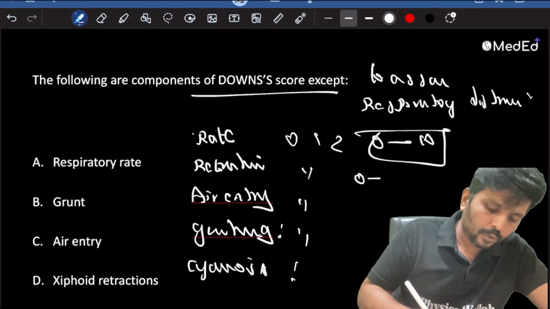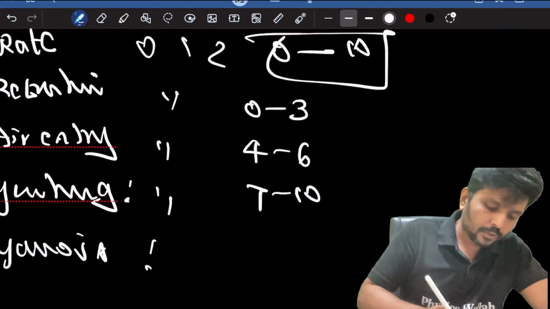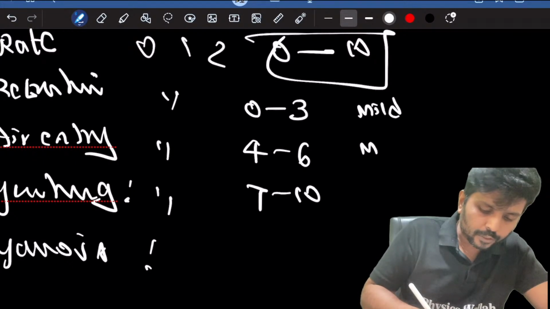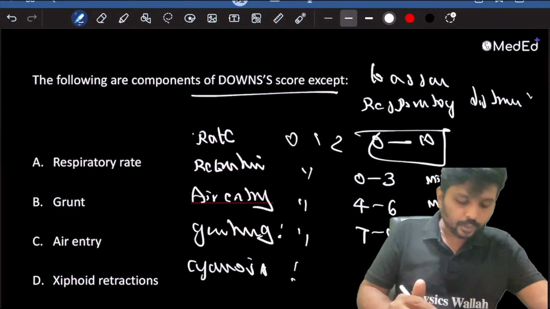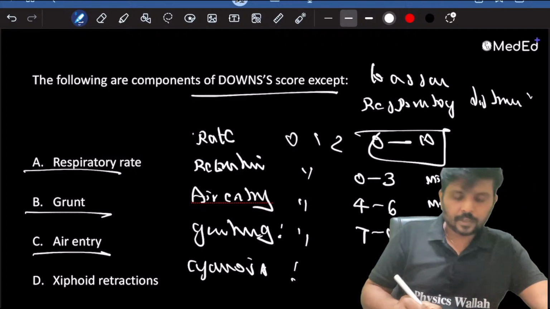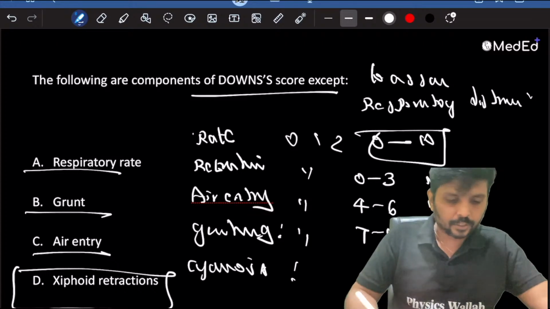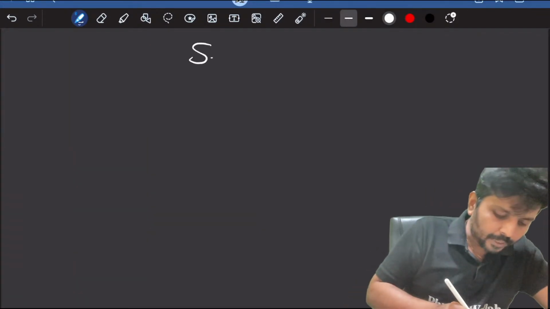So Downes score 0 to 3, or 4 to 6, or 7 to 10. 0 to 3 means mild respiratory distress, 4 to 6 means moderate, 7 to 10 means severe respiratory distress. So these are all the parameters of Downes score: rate, retractions, air entry, grunting, oxygen saturation, otherwise known as cyanosis. But what about xiphoid retractions? Xiphoid retractions come under Silverman score.